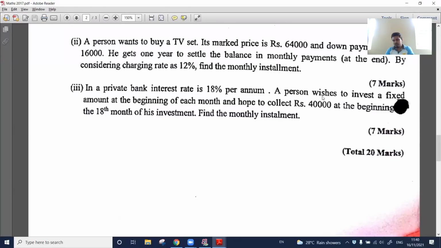So what does this person do? This person is going to invest a fixed amount, right? Invest a fixed amount at the beginning of each month and hope to collect 40,000 at the beginning of the 18th month. Right? At the beginning of the 18th month. It means at the end of the 17th month. So you need to find the monthly installment.